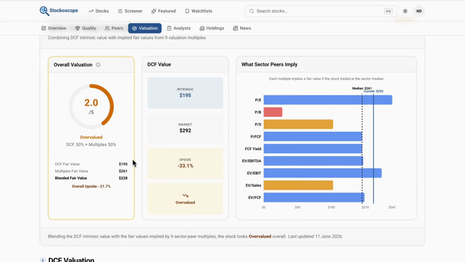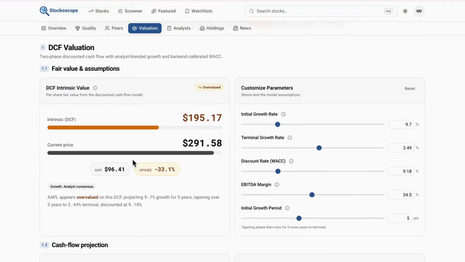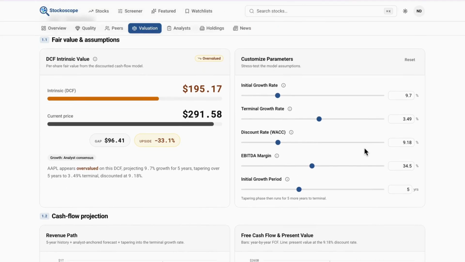Below the scorecard sits the intrinsic value section. The platform automatically picks the right model for each company. Most stocks use a discounted cash flow or DCF model, and that's the primary engine shown full width here. It opens with the fair value and assumptions section. On one side, the estimated fair value per share, the current price, the implied upside or downside, and a valuation status. On the other, the assumptions behind that number, which you can adjust yourself.